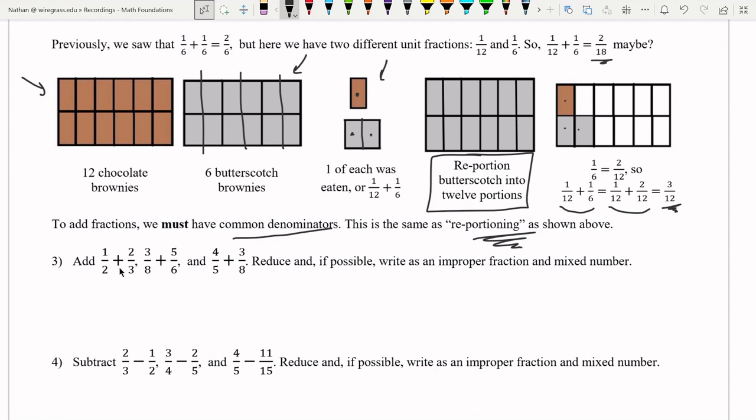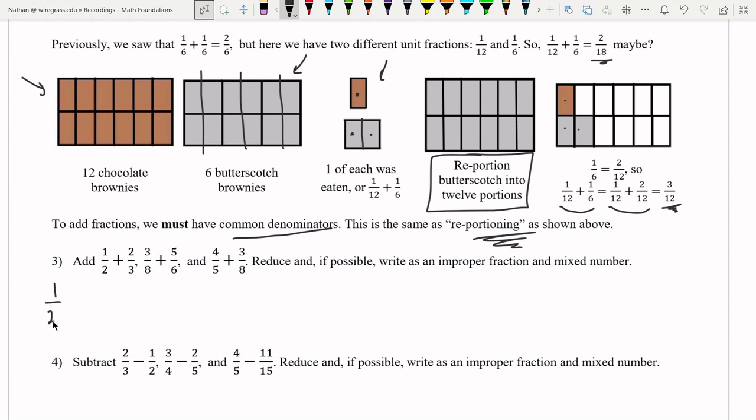if possible. So we have 1/2 plus 2/3. The way we can get common denominators is we can build the fraction up into an equivalent fraction to where both 2 and 3 have the same multiple. So we want to have a common multiple in the denominator. So between 2 and 3, right? 2 times 3 is 6. 2 can go into 6 and 3 can go into 6.